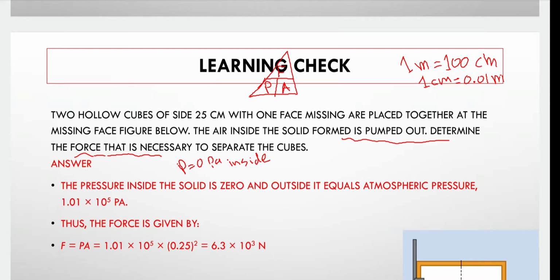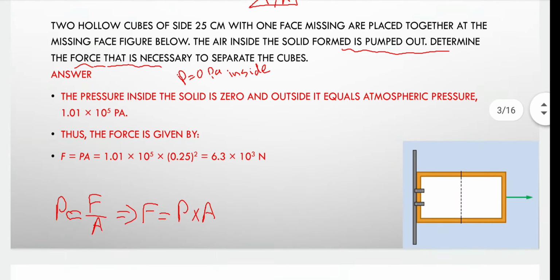Why did I raise the side of the cube, 25, to the power of 2? This is because I'm getting an area. The area has two dimensions, length and width, and both of them give you 25 multiplied by 25.